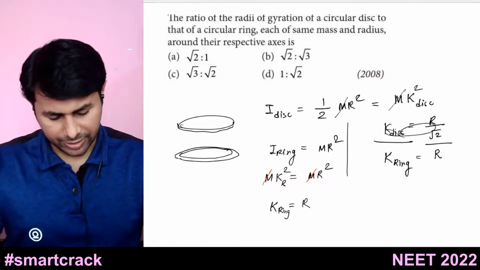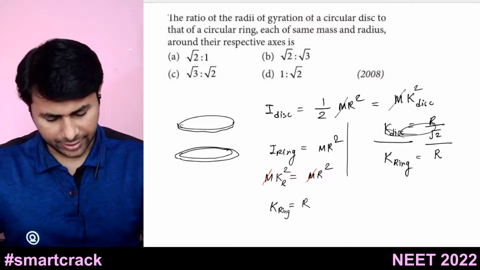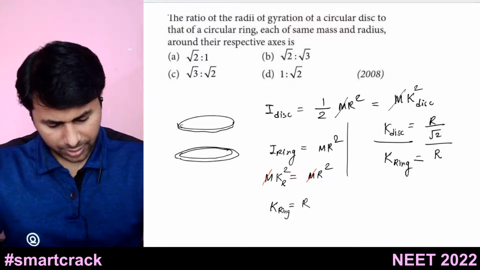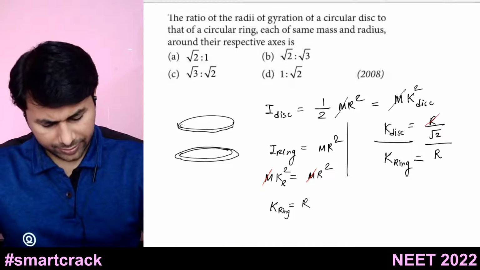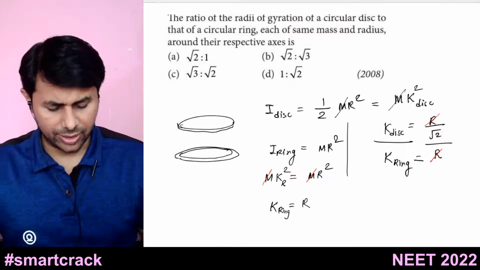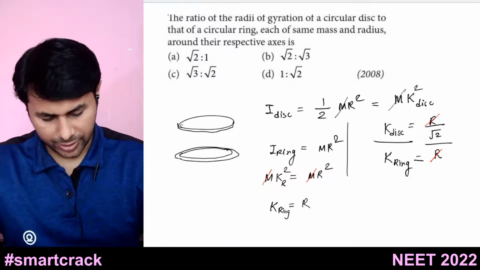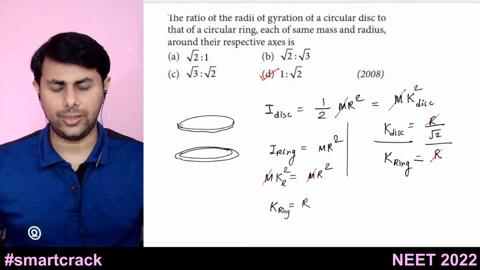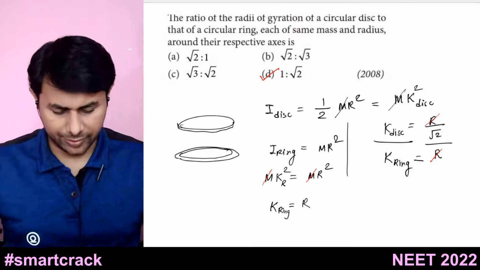So I will divide this equation by this equation, right? So what do I get? r gets cancelled out, and you are left with 1 upon root 2. So what is the ratio? The ratio is 1 upon root 2. Option D is the answer.